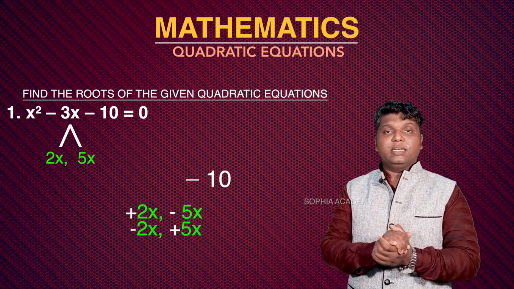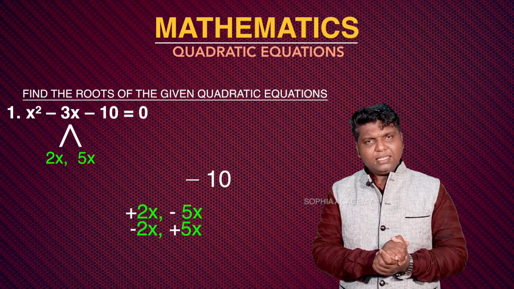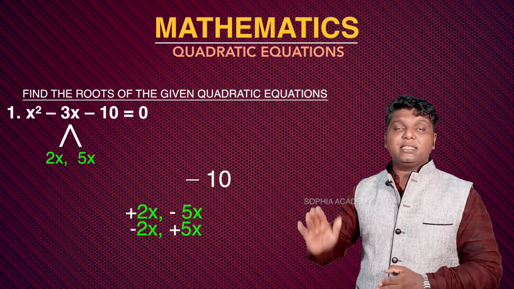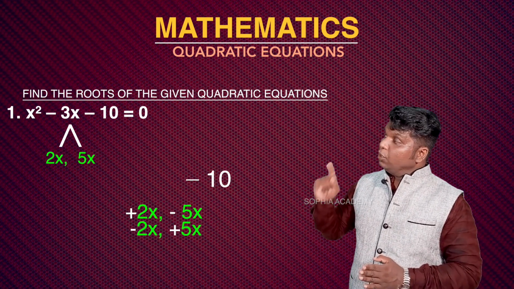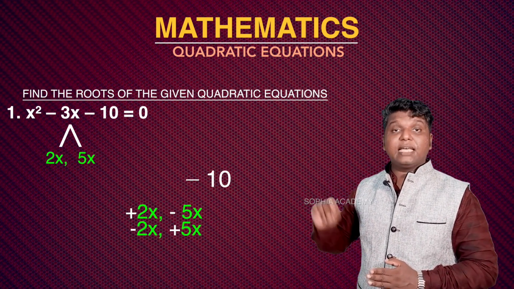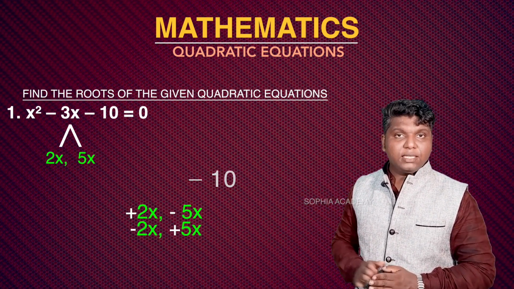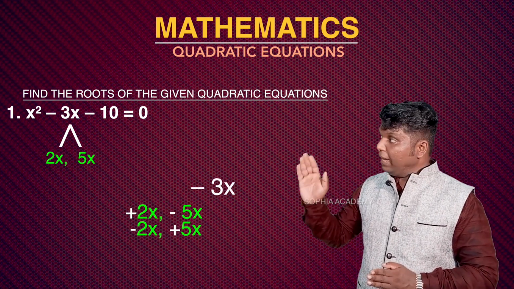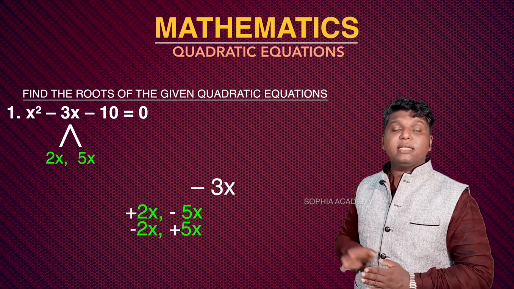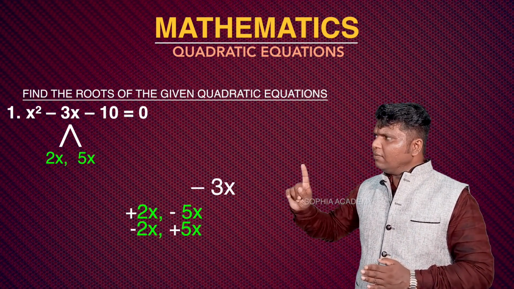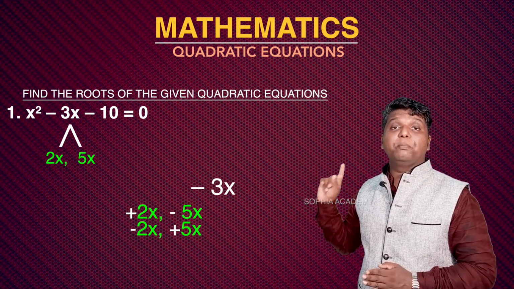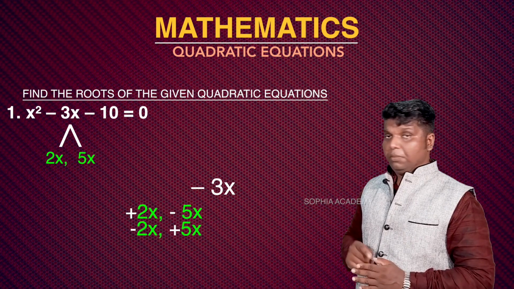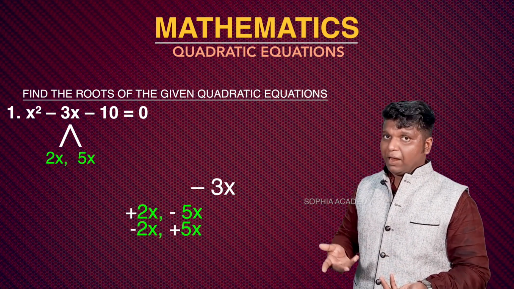Now there will be a question coming into your mind: to which number should you give minus and to which number should you give the positive value? For this, you have to check the sign of the center term. What is the sign of the center term? It is minus, right? Minus 3, that is the center term. Whatever the sign is given to the center term, that same sign should be given to the biggest number. Among these two numbers, 5x and 2x, which is the bigger number? 5x is the bigger number.